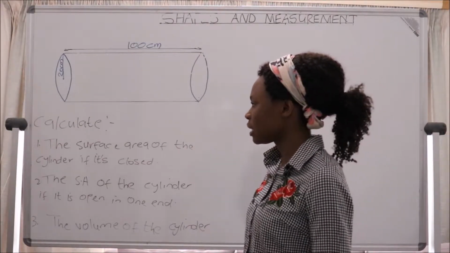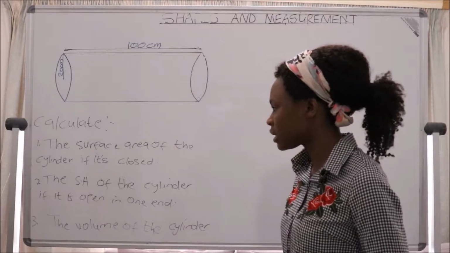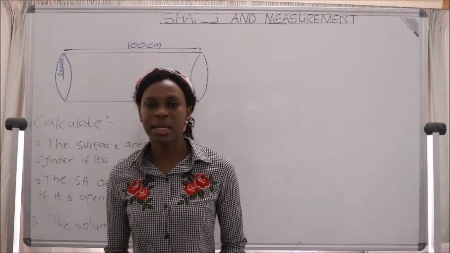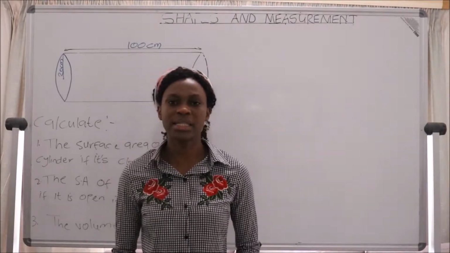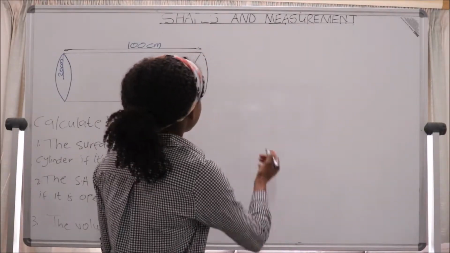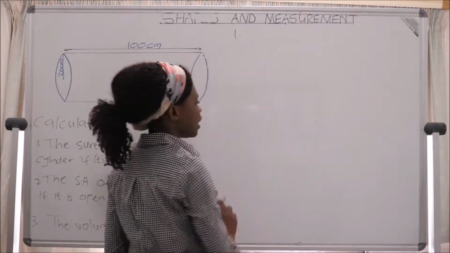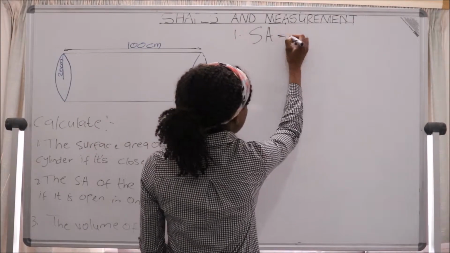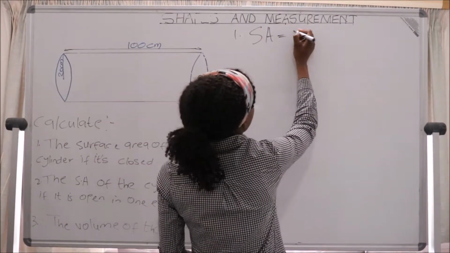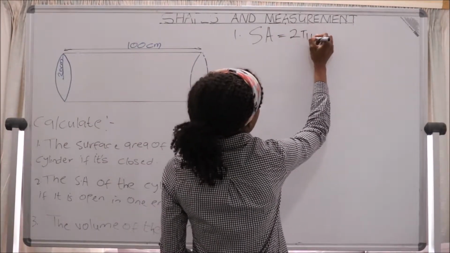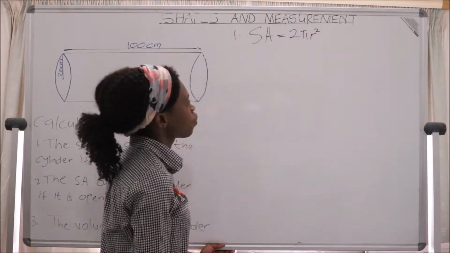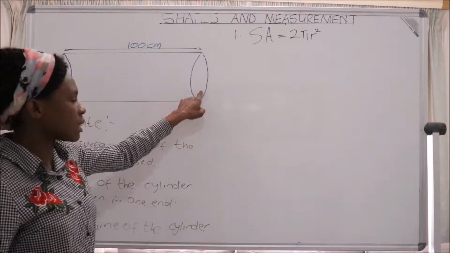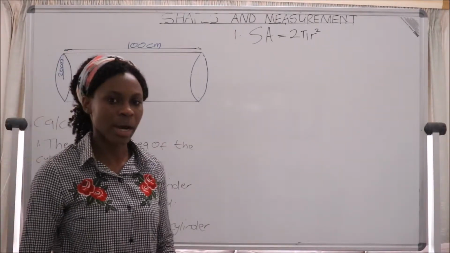So the question says we must calculate the surface area of the cylinder if it's closed. That means that if it's solid, that means that it has been closed in both ends of it. So the first question here, remember that the surface area, if it's closed in both ends, will be surface area is equal to 2 pi r squared. Remember the 2 pi r squared has been the sum of the area of the two circles. Remember the area of a circle is equal to pi r squared.